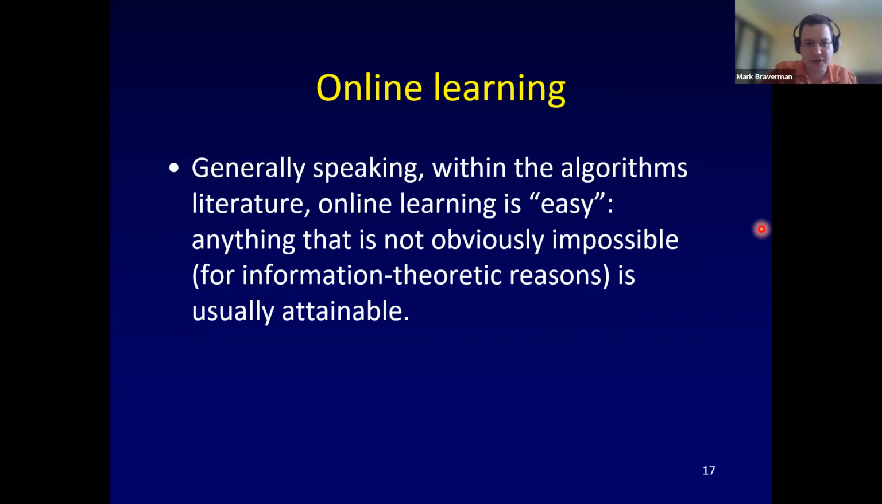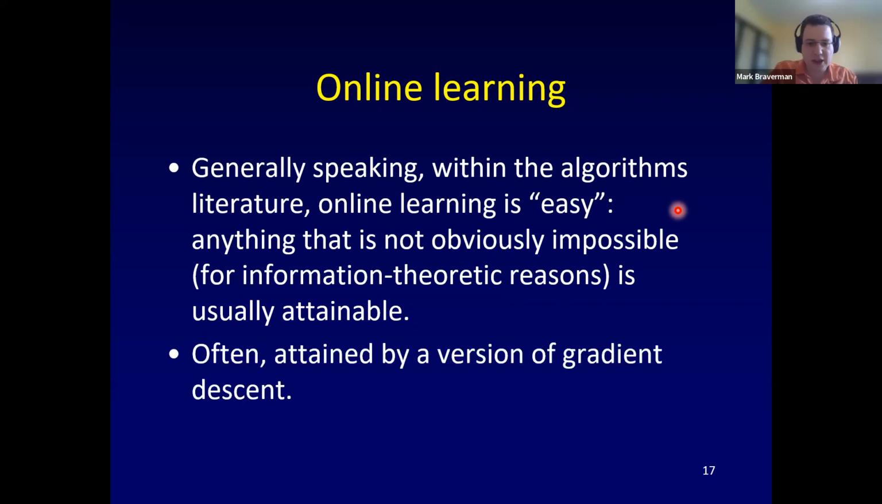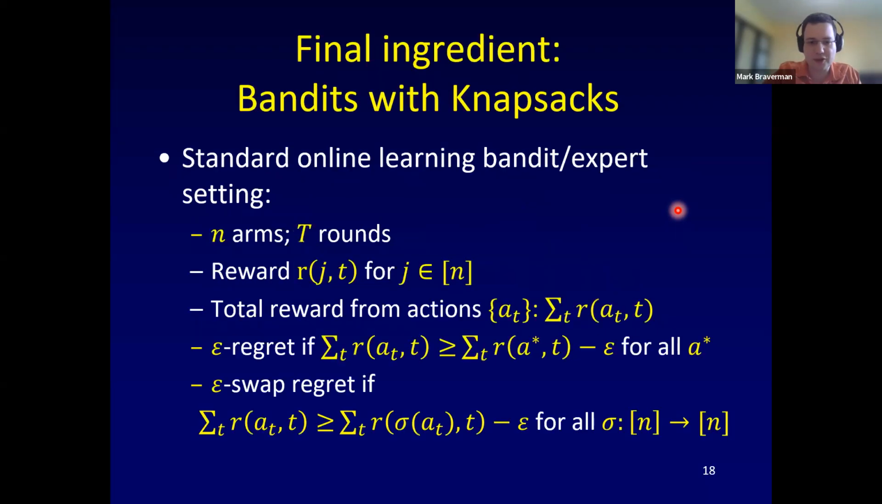So online learning, generally speaking, the first time you see it, it seems obviously impossible. The things that are achieved, like low regret, but generally speaking, anything that's not precluded by an easy information theoretic argument is actually attainable. And often it can be rephrased, maybe it's not the first algorithm, but it can be rephrased as a version of gradient descent. So all the multiplicative weight updates can be rephrased as follow the regularized leader and so on. Some of them more explicitly and others less are forms of gradient descent.